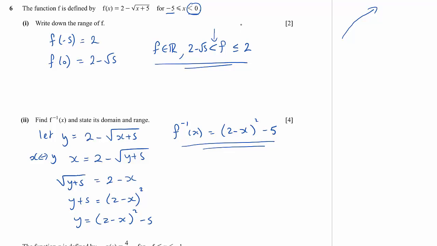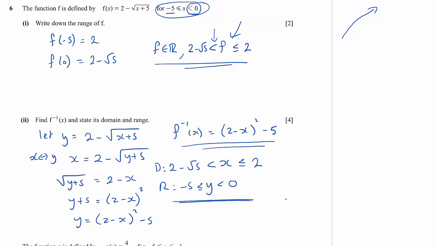Now the domain is going to be the same as the range for this one. So we can say that's for x between 2 take away root 5 and 2. So that's the domain. And the range will be the same as the original range given. So therefore, y is greater than or equal to -5 and less than 0.